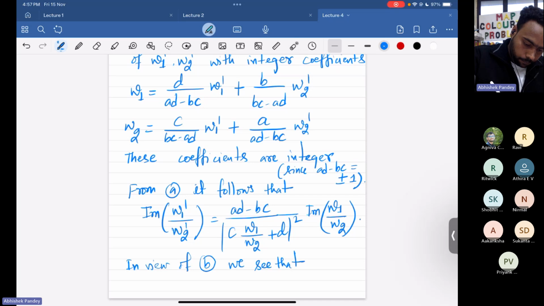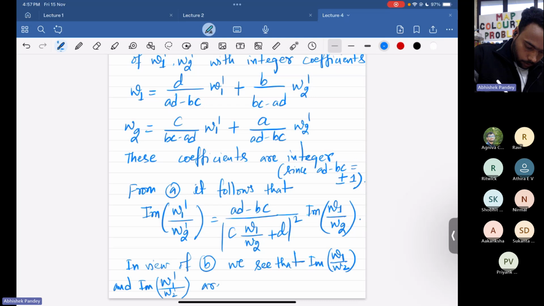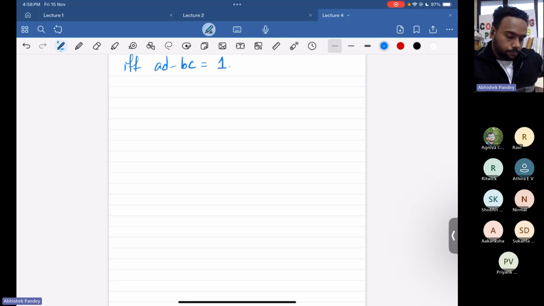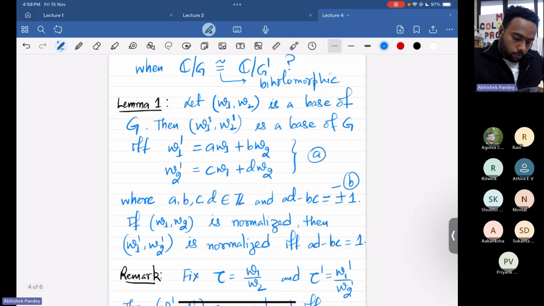See that the imaginary part of W1 upon W2 and the imaginary part of W1' upon W2' are simultaneously positive if and only if AD minus BC is 1. Okay. So this is the proof of this one.